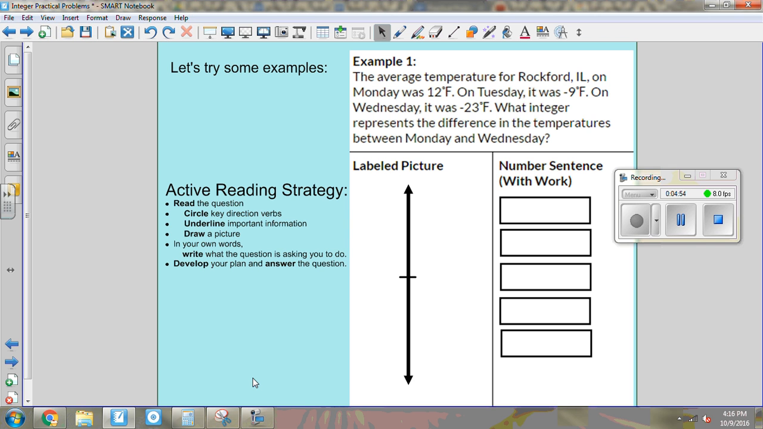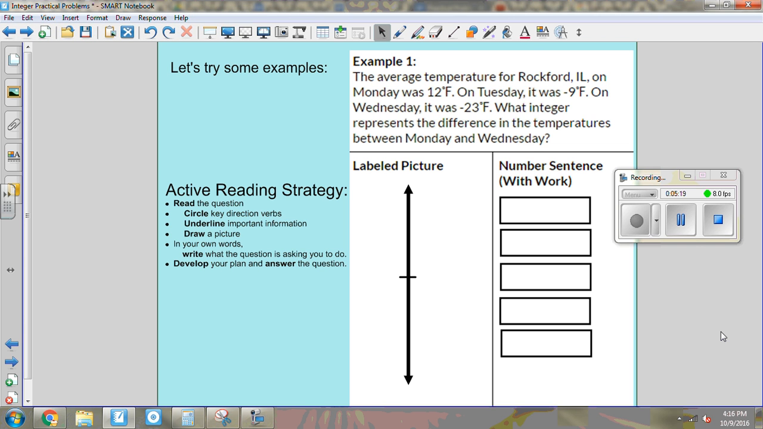Now I've already gone through and I've added part of my picture here. Whenever we talk about temperature, I like to draw a picture that has to do with our thermometer, and generally thermometers go vertical. So I've already started that. You can go ahead and add that now, but we will continue with the picture when we get to that active reading strategy step.